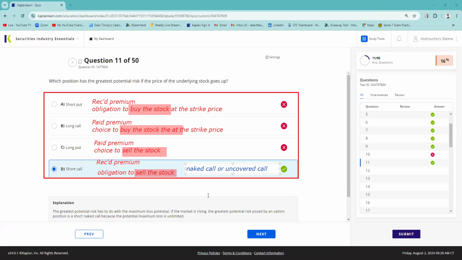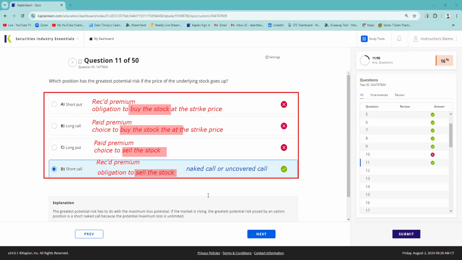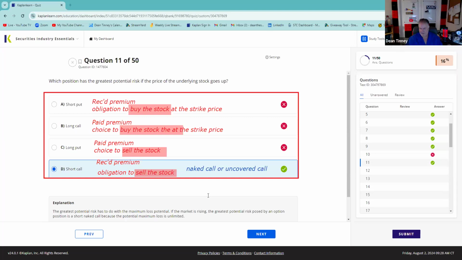The other thing that exposes you to unlimited risk is being short the stock. So if you short the stock, or you're short a call contract, you're exposed to unlimited risk.